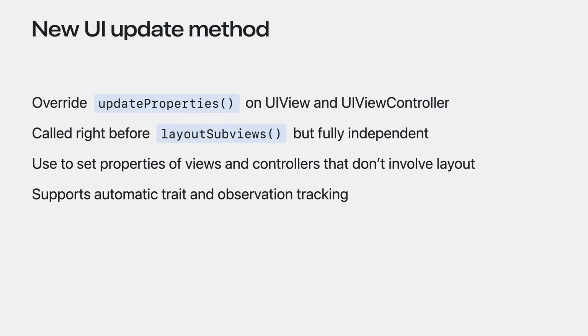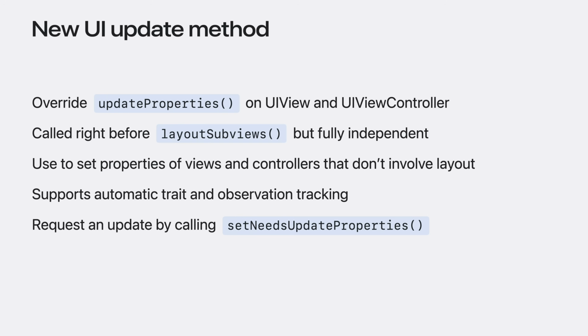It automatically tracks any observable you read. And you can manually trigger it by calling setNeedsUpdateProperties. I'll go over a concrete example of using this new method.